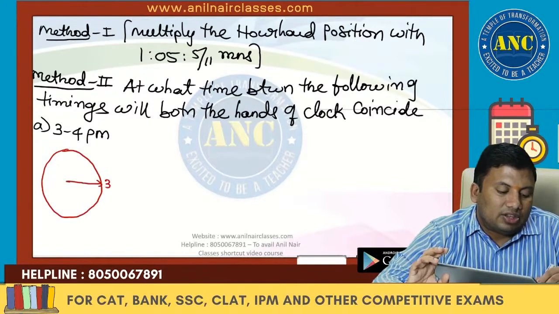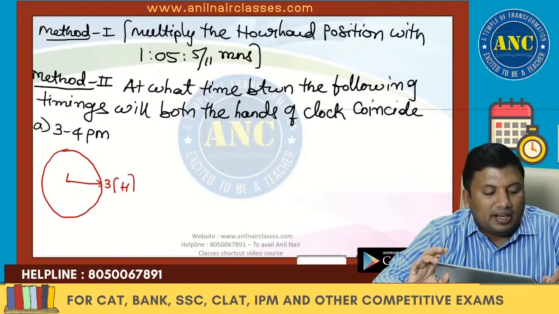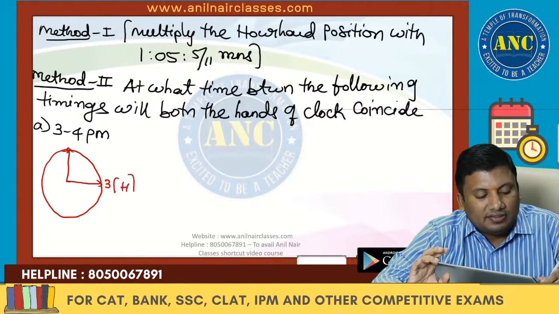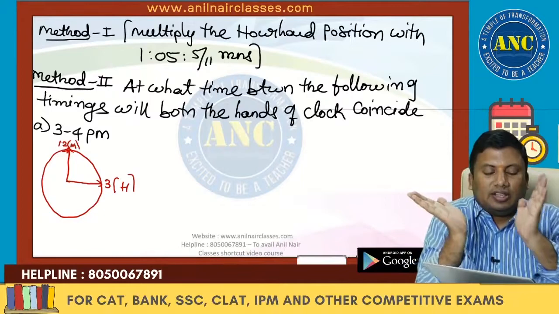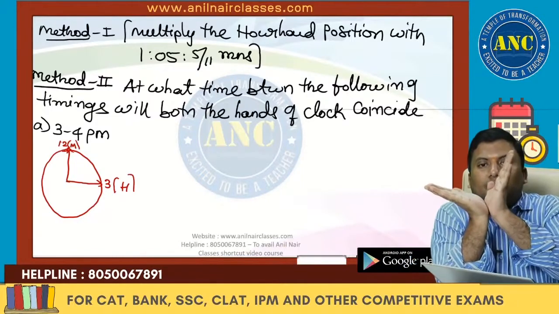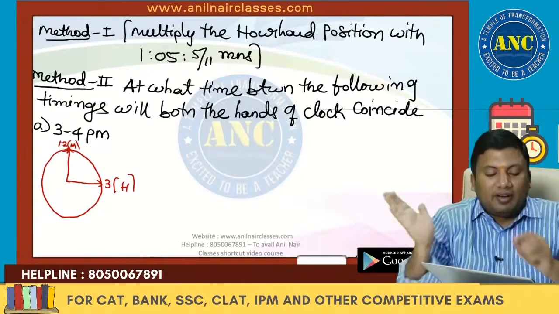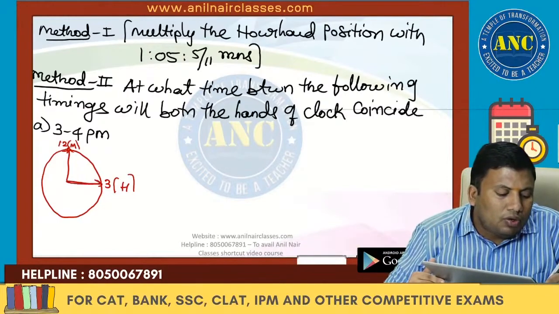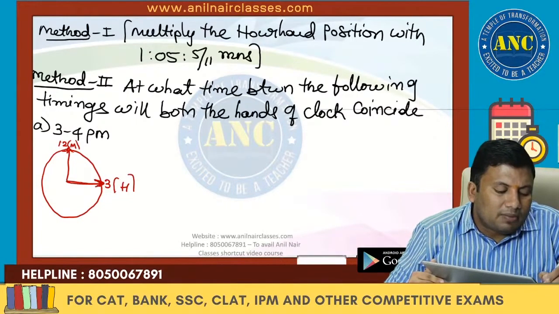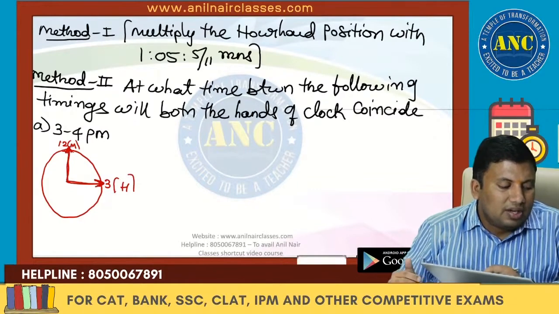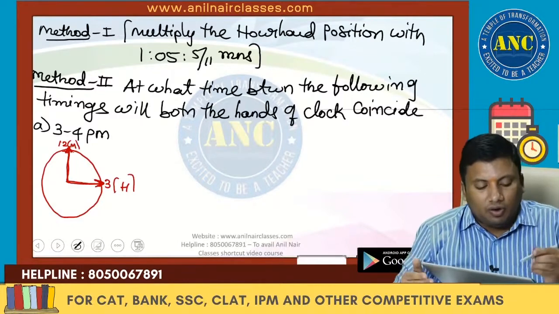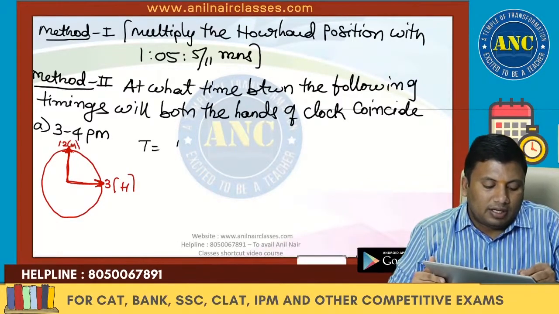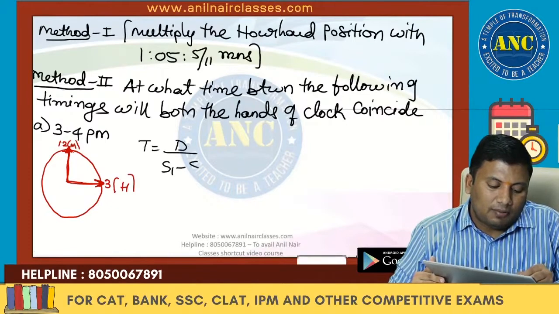Our hour hand is at 3 o'clock. Minutes hand is at 12 o'clock. 3 to 4 p.m. Now, try to visualize. The minutes hand speed is greater than the hour hand. The hour hand goes slowly, 1 by 12 division per minute. The minutes hand goes fast, 1 division per minute. It will go slowly. Time is nothing but distance by S1 minus S2.